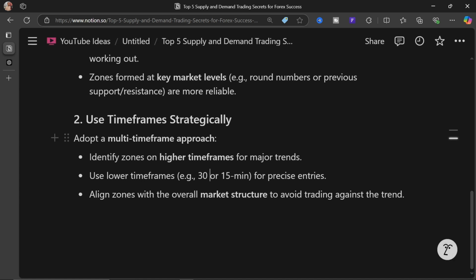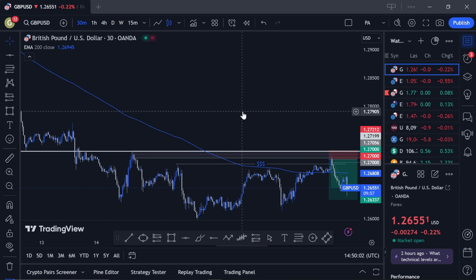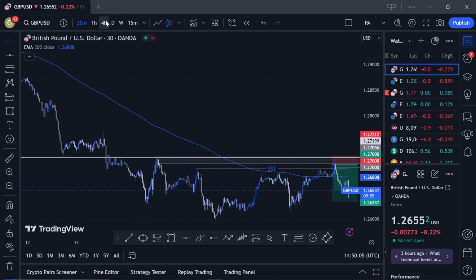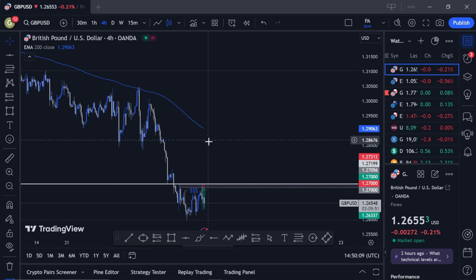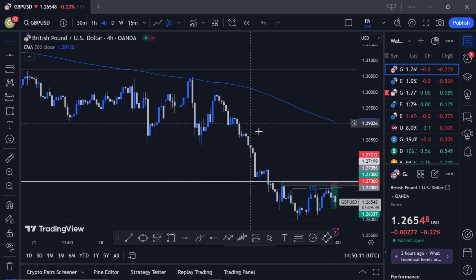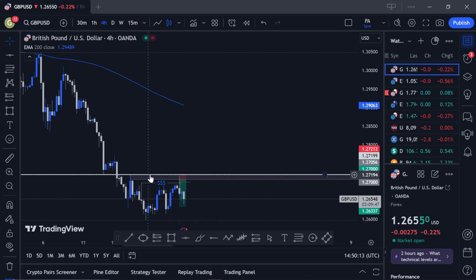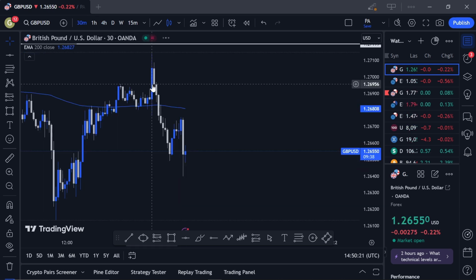So for example, here I say identify zones on higher time frames for major trends. Now take a look at this particular market here. Even at the 30-minute, it's clear that it's a downtrend. But however, let's go down to the 4-hour time frame. So basically for me, I consider more of the 4-hour time frame when it comes to identifying my trend. The 4-hour time frame showed clearly that the market is actually in a downtrend. So since the 4-hour showed me that it's a downtrend, then I'll go down to my 30-minute to identify my supply and demand levels.